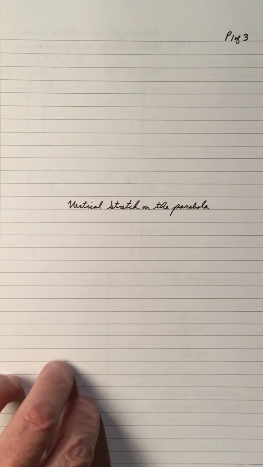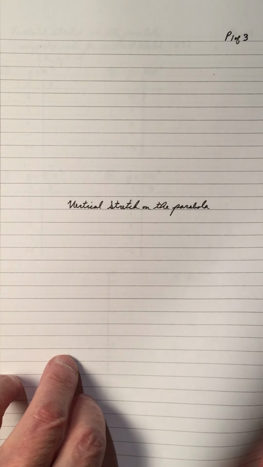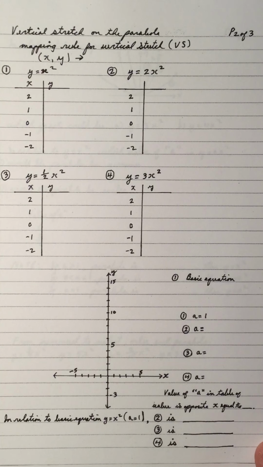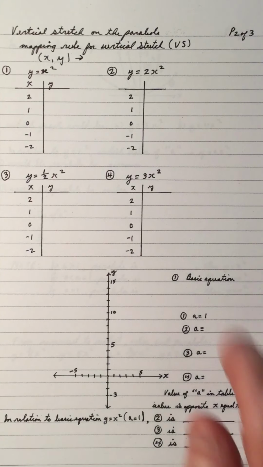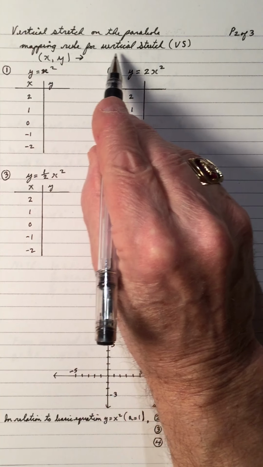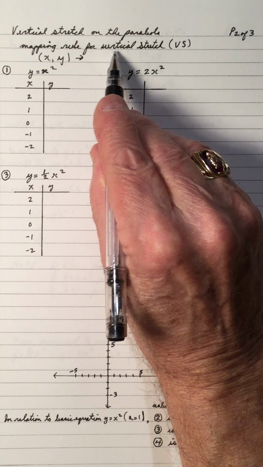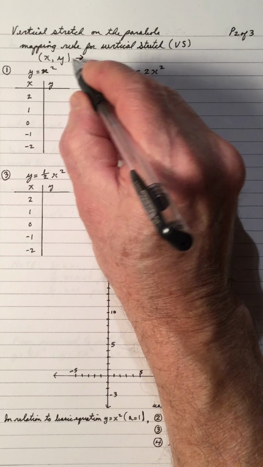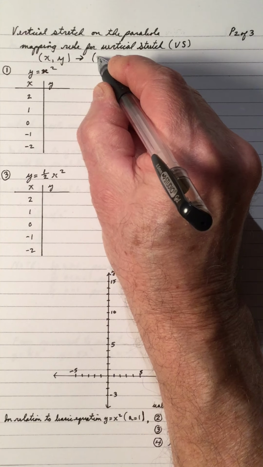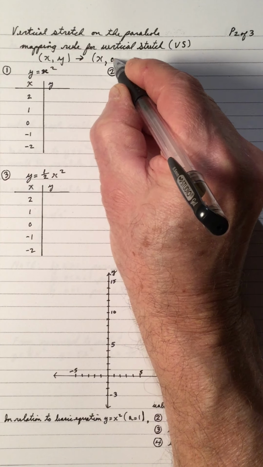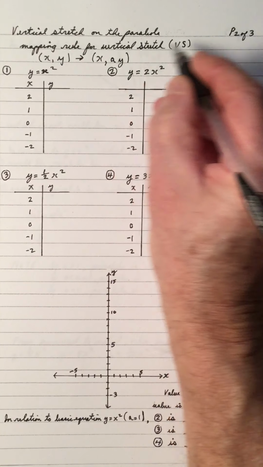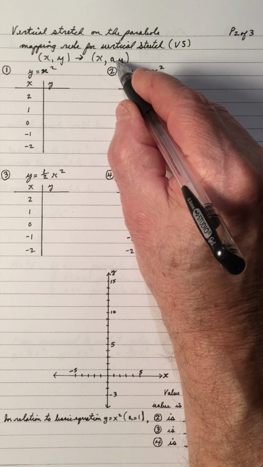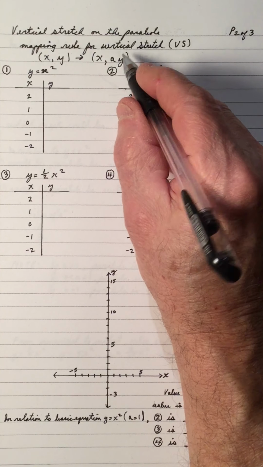The vertical stretch is another form of a transformation, stretching it vertically. Let's look at the vertical stretch on a parabola. The mapping rule for vertical stretch, I'm going to call VS, is x comma y maps to x comma ay. So a vertical stretch is multiplying the y value by some positive number.